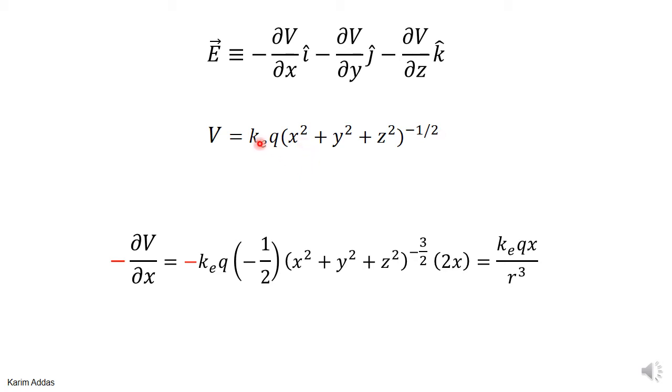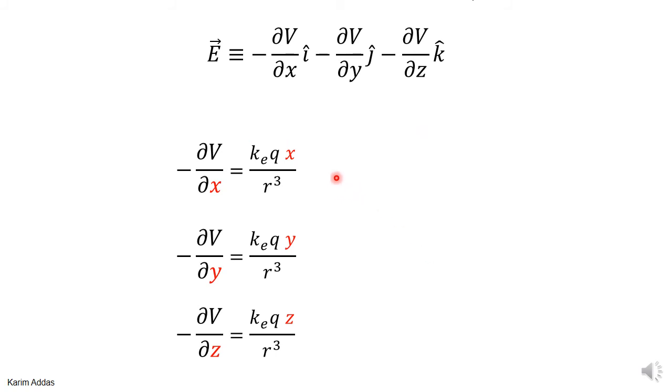What's the derivative of this with respect to x only, keeping y and z constant? Well, the derivative is very easy. The kq is a constant, and then you have the derivative of this bracket to the power minus half, which is minus half times the bracket to the power minus 3 over 2, times the derivative of what's inside with respect to x only. You're keeping y and z constant in this derivative, so you only get 2x. The 2 will cancel with the 2, the minus sign will go with the minus sign, and you get kq times x divided by r cubed, because this is just r cubed.